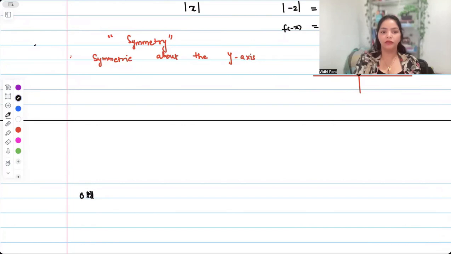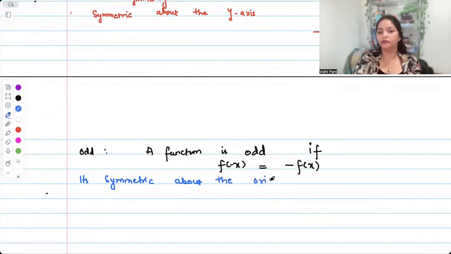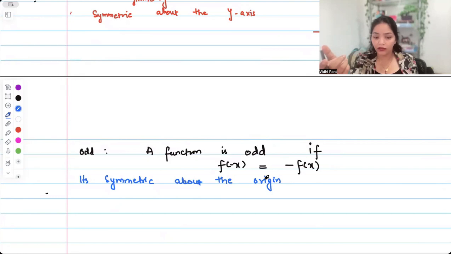Which brings us to the next concept, the concept of odd functions. Now, we call a function odd if f(-x) is equal to -f(x). So here what is happening is that it's symmetric about the origin. And the meaning of that is that a 180-degree rotation keeps it unchanged. If you rotate it 180 degrees, it will be the same.